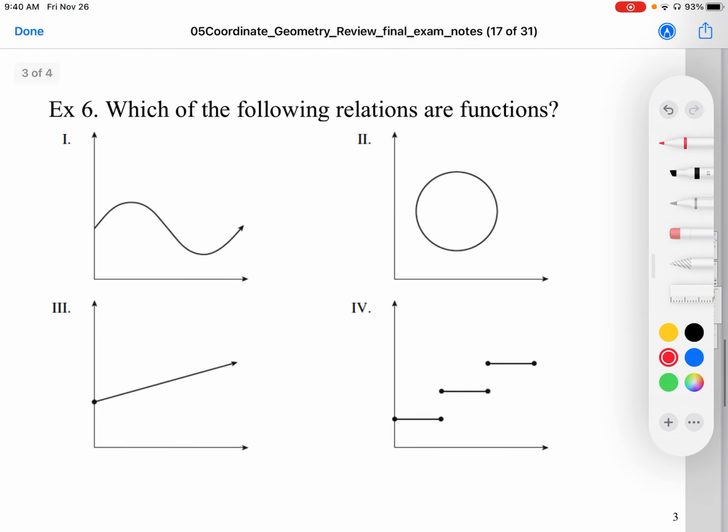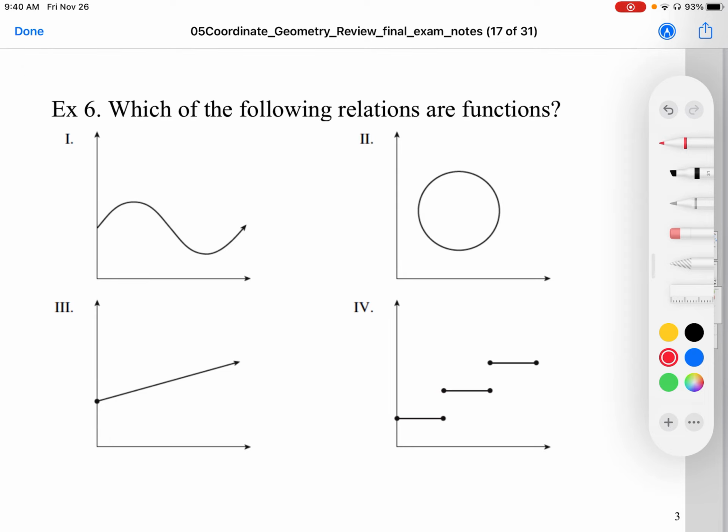So which of the following relations are functions? Here we don't need to use that arrow diagram. We can use a simpler relationship, and we can just look at the vertical line test. So I can take this vertical line, and I can test that on function 1. The vertical line does not pass through two different places in 1, so that passes the vertical line test. If I apply that to 2, definitely we have 2 points where it crosses, so this does not pass the vertical line test. So 2 is not a function.